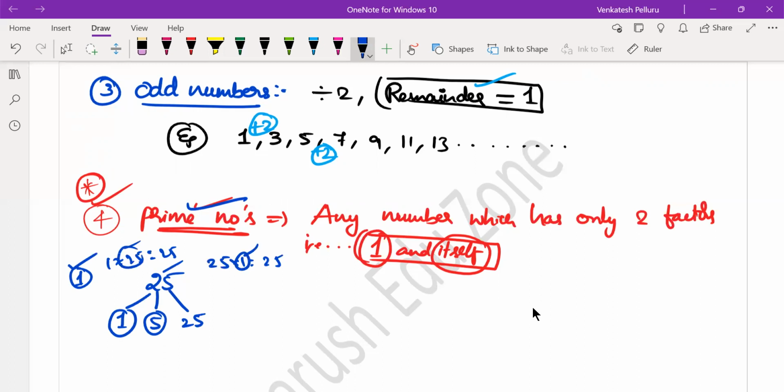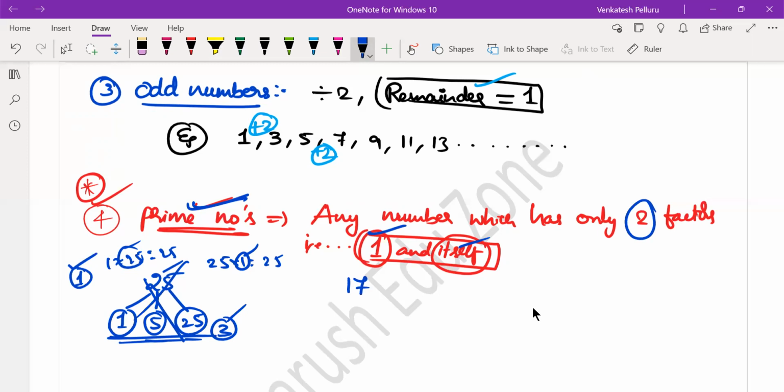So these are called factors: 1, 5 and 25. So how many factors do I have? I am having 3 factors. But what is the definition? A prime number should have only 2 factors, that is 1 and the number itself. But here we are having 3 factors, hence 25 is not a prime number.